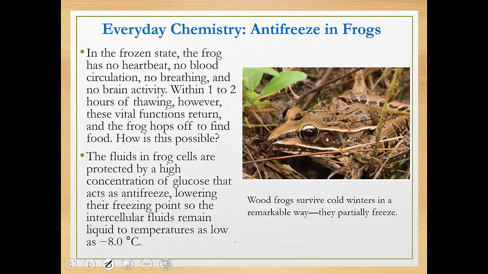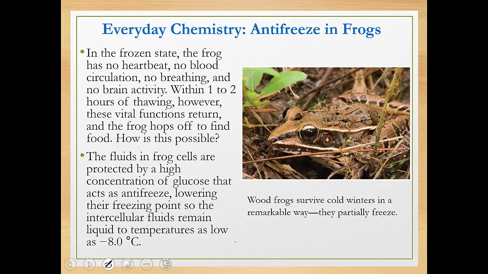A couple of other practical applications of these sort of things. There's a very interesting article in your Everyday Chemistry in your book talking about frogs and how they employ antifreeze, basically. So how do frogs winter over? We always see all these frogs that are around all summer long, and they kind of disappear, and then they come back out in the spring, and it's the same frogs.